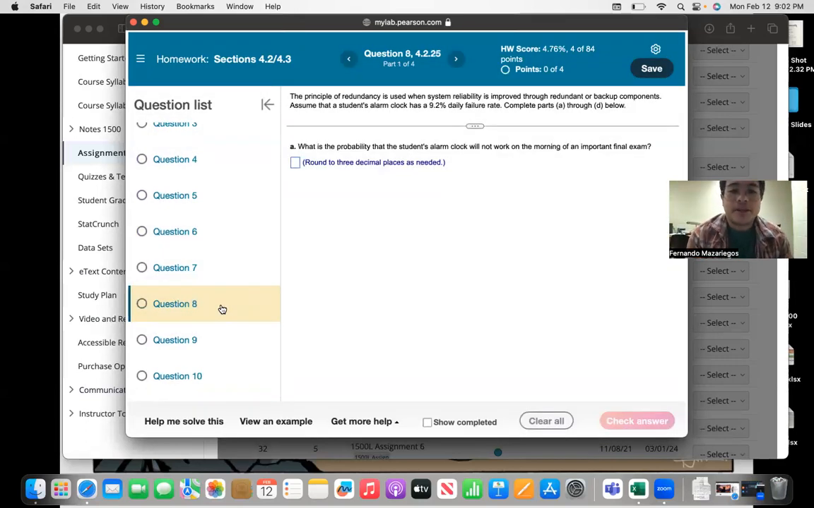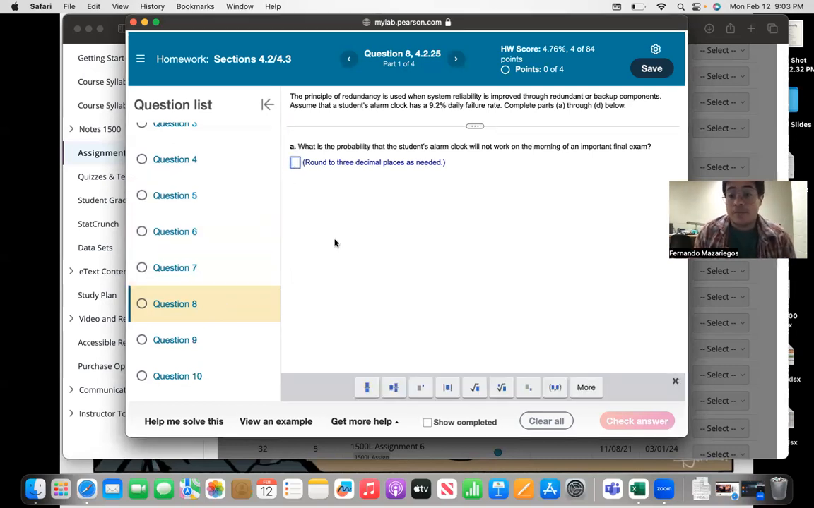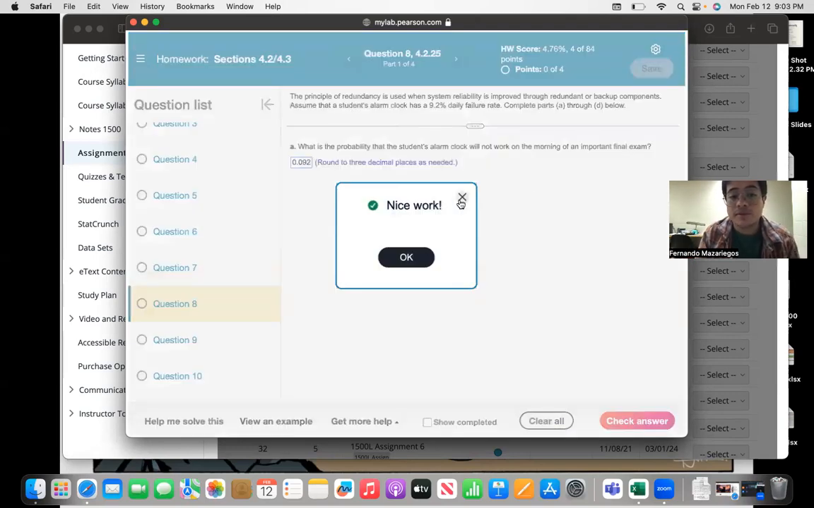The principle of redundancy is used when system reliability is improved through redundant or backup components. Assume that a student's alarm clock has 9.2% daily failure rate. Complete parts A through D below. What is the probability that the student's alarm clock will not work on the morning of an important final exam? So we are being told that's 9.2. That is a percentage, and we want a decimal. So we divide by 100, and it is 0.092.